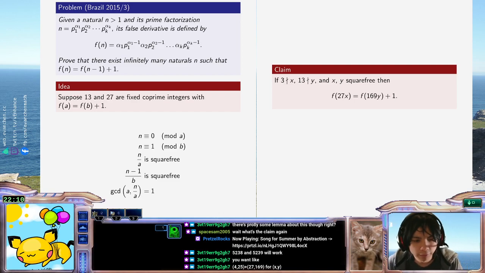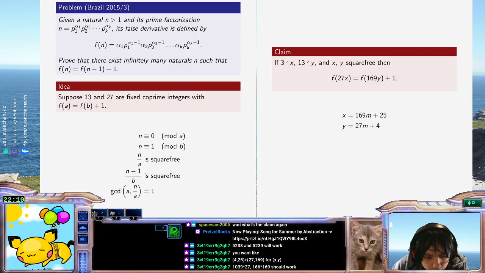So if I want 27x minus 169y equals 1, this is equivalent to saying x equals 169m plus some modular inverse, and y is equal to 27n plus some modular inverse. 3VT says it's 4 and 25, or 25 and 4, which sounds right. But it shouldn't really matter what values they are. The point is that because 27 and 169 are relatively coprime, there should be something.